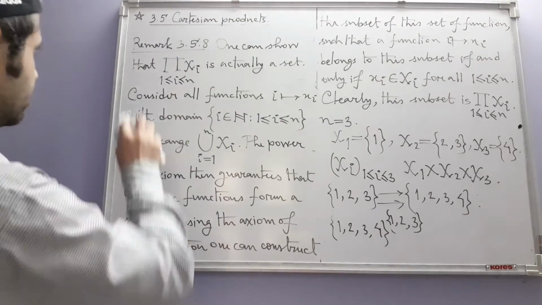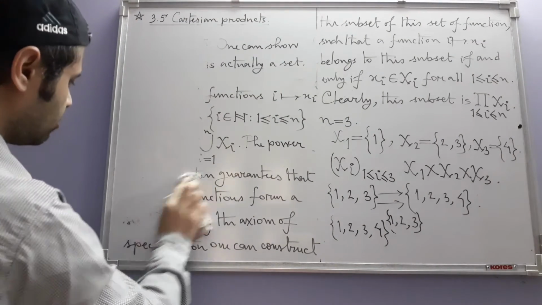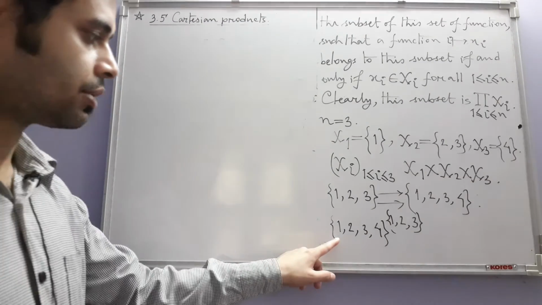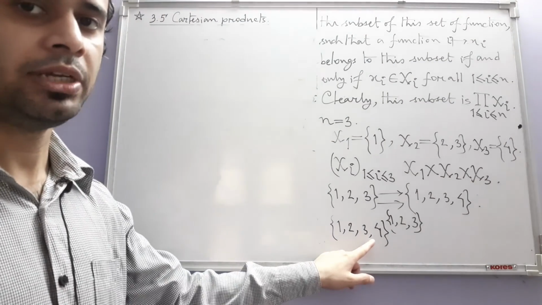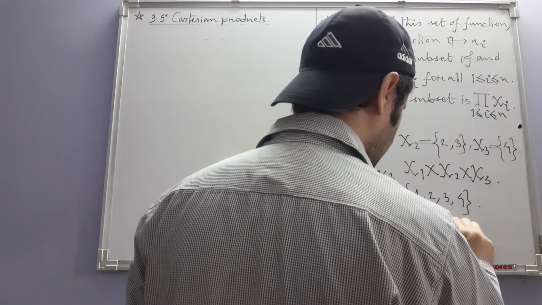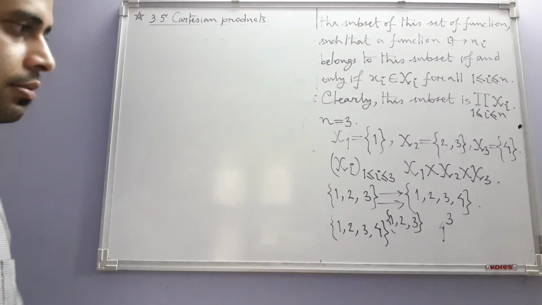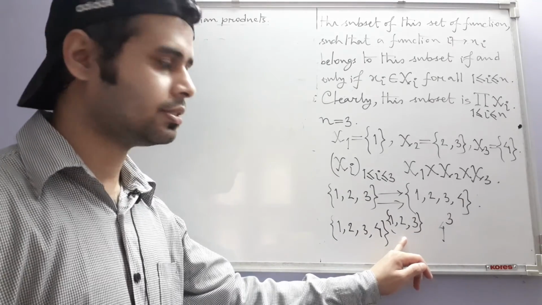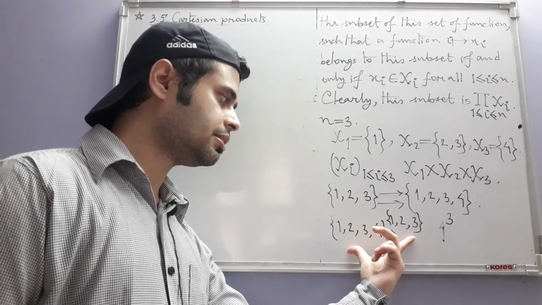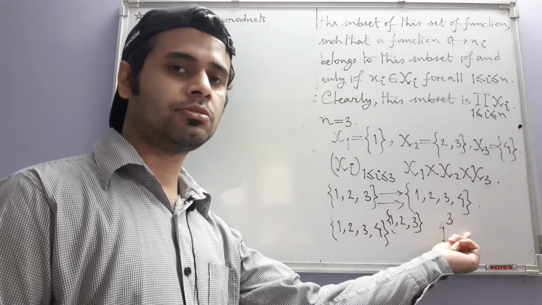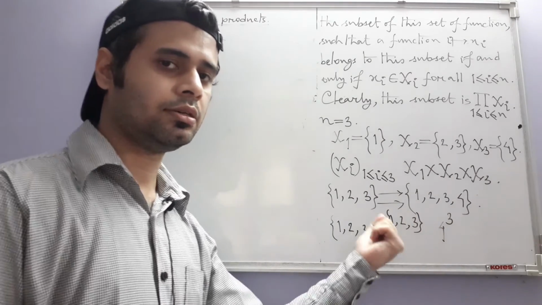Now, if we really try to look at such functions, in this example, what shall we get? Of course, I am not going to write all the functions in this set. It will be extremely large. Actually, it can be shown that this set has 4 to the power 3 elements. This number may give you an idea of why we have a notation that looks like this. The number of elements in this set of functions is the number of elements in the range raised to the power the number of elements in the domain.